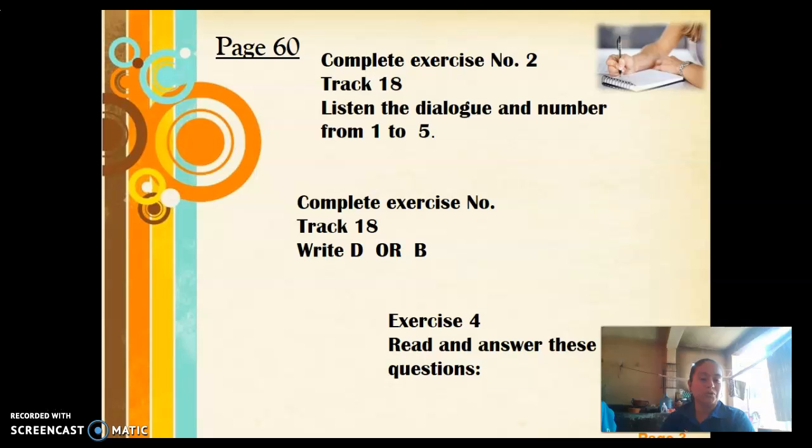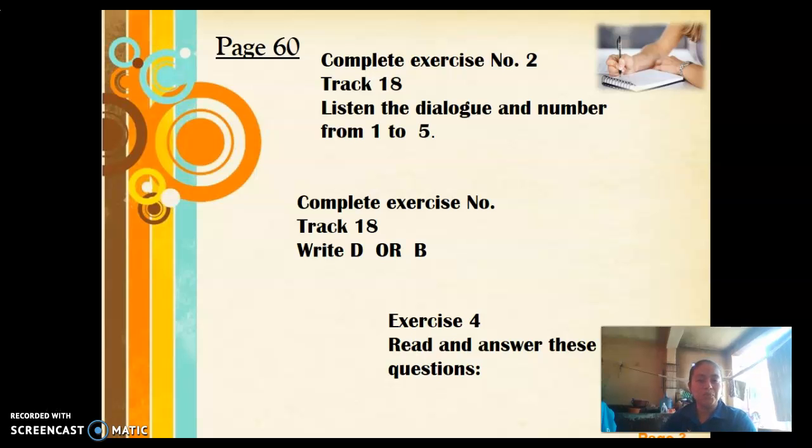And now we're going to work on page 60. On this page, we have 3 exercises, but we're going to focus on exercise number 2. In this exercise, you have to listen to the dialogue and then you have to complete. But first, I need you to listen and then you're going to complete.